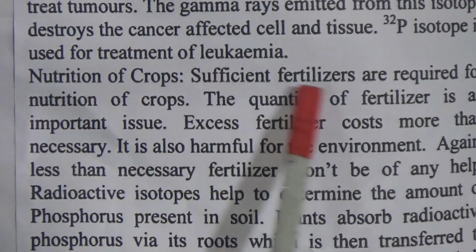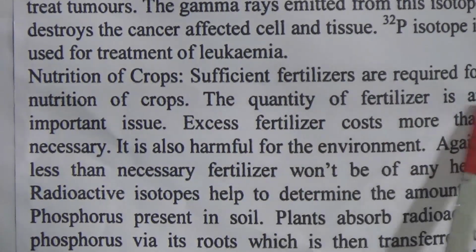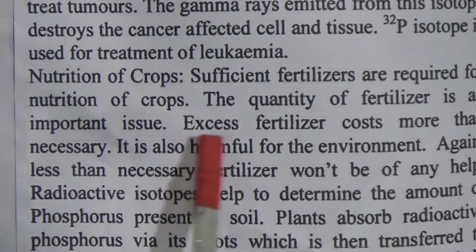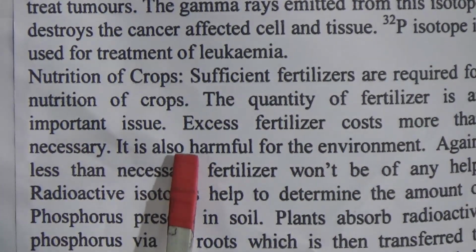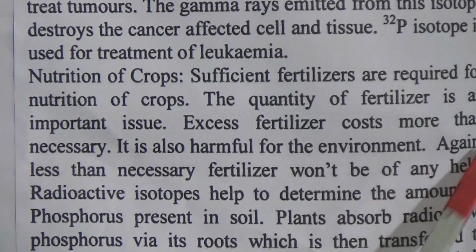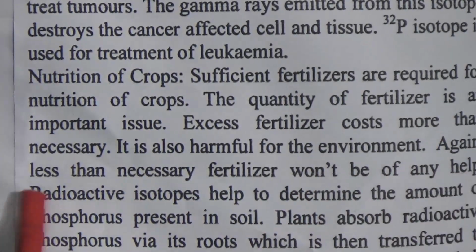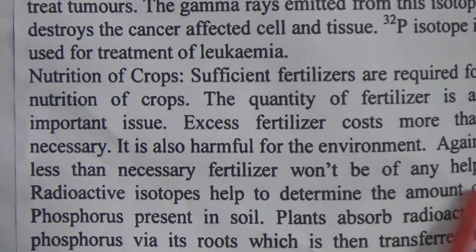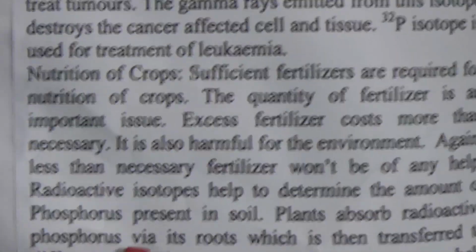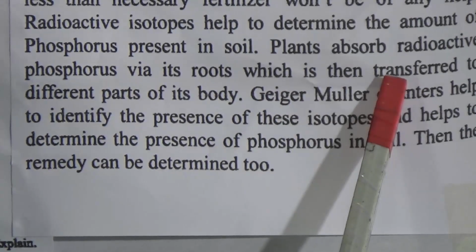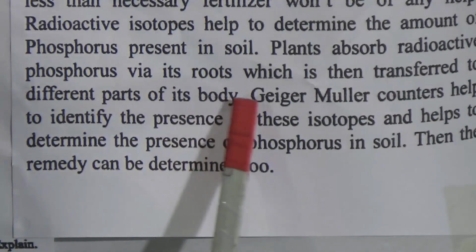Nutrition of crops. Significant fertilizer is required for the nutrition of the crop. The quantity of fertilizer is an important issue. Excess fertilizer costs more than necessary and it is also harmful for the environment. Again, less than necessary fertilizer won't be any help. Radioactive isotopes help to determine the amount of phosphorus present in the soil. Plants absorb radioactive phosphorus via their roots, which is then transferred to different parts of the body.